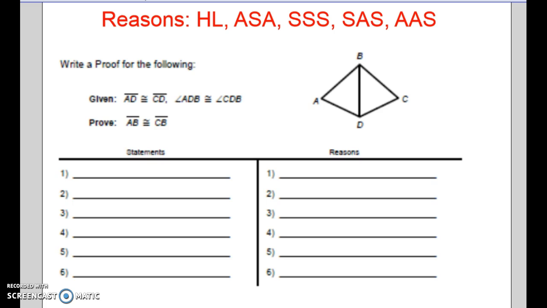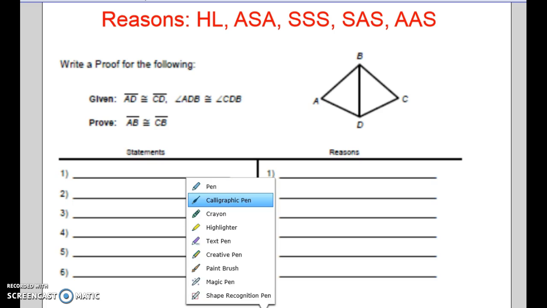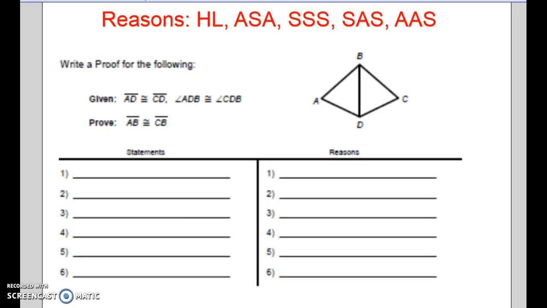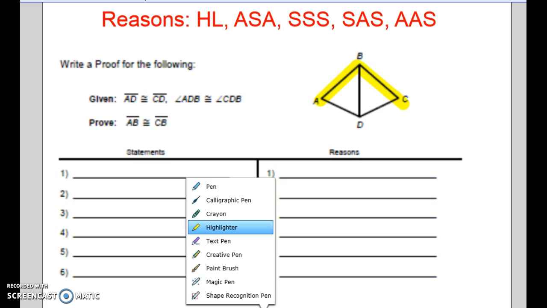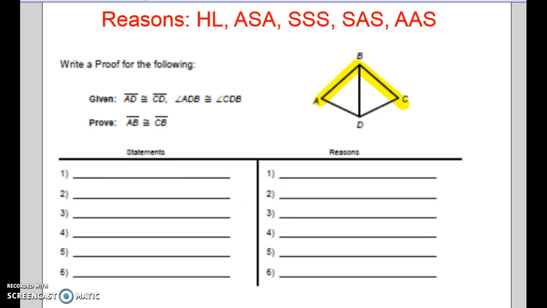Here's our first proof. We are asked to show that these pieces are equal. We ultimately want to show that AB is congruent to CB. I don't want to mark them congruent yet because I don't have it, but I want to show that AB and CB are equal. That's my job. I can do that using congruent triangles, but I've got to figure out what reason. So I've got my reasons listed across the top. I know it's not HL, because I don't have a right triangle.